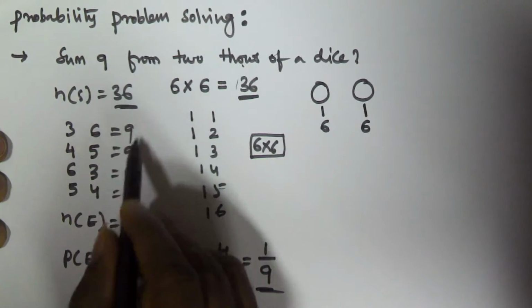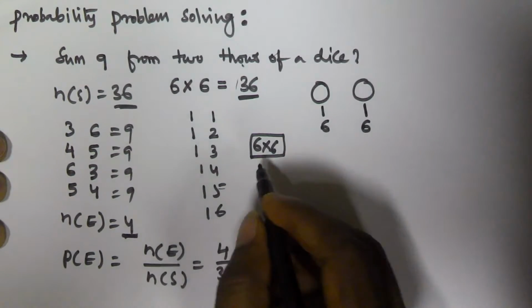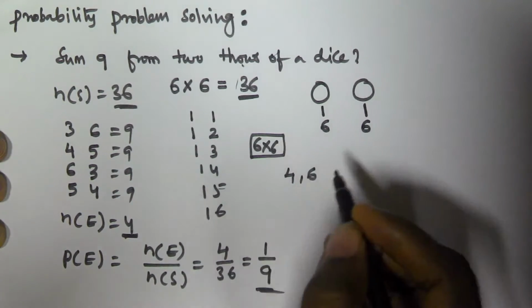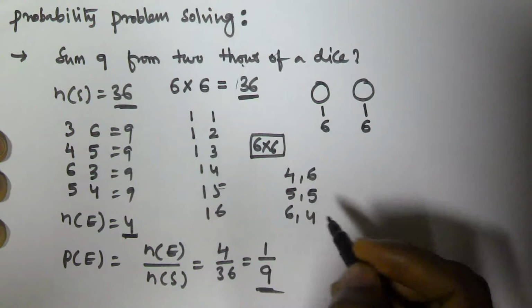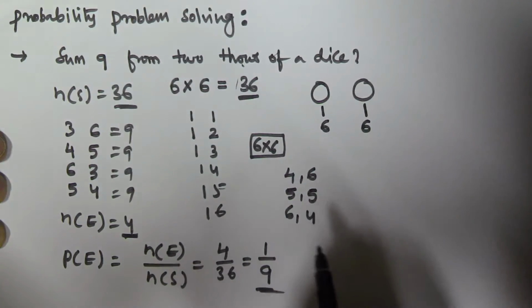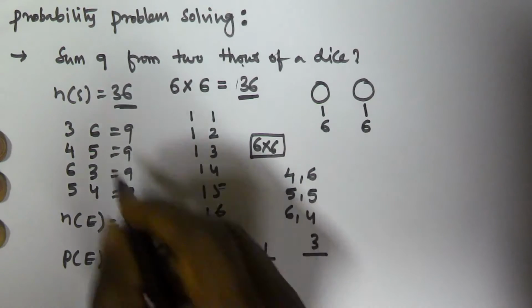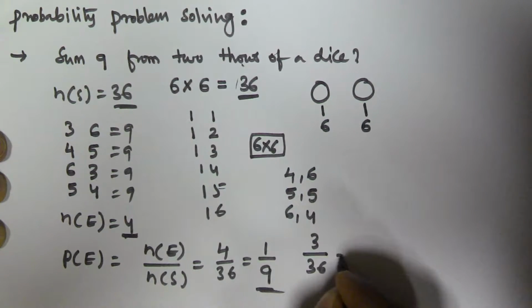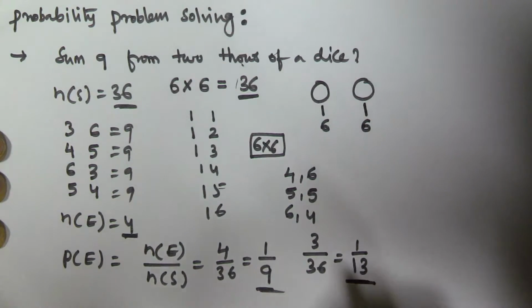Okay, so then you have to calculate when we will get 10. So that is the possibility of what? 4 and 6, 5 and 5, and then 6 comma 4. So that means there are three favorable cases for a sum of 10 from two throws of the die. So 3 by, the sample space is going to be 36, so that is going to be 1 by 12. So the probability of the sum being 10 from two throws of the dice is 1 by 12.